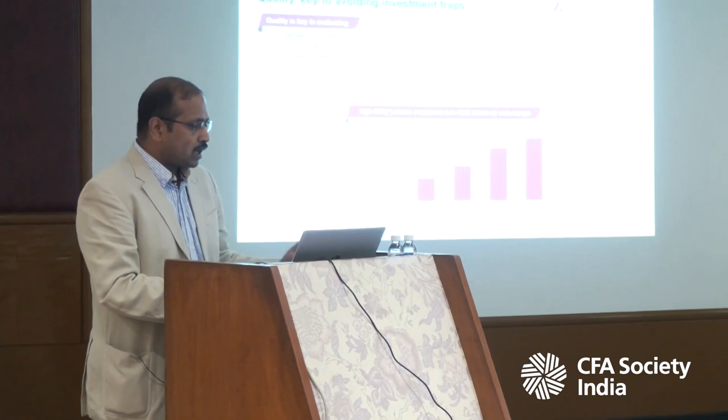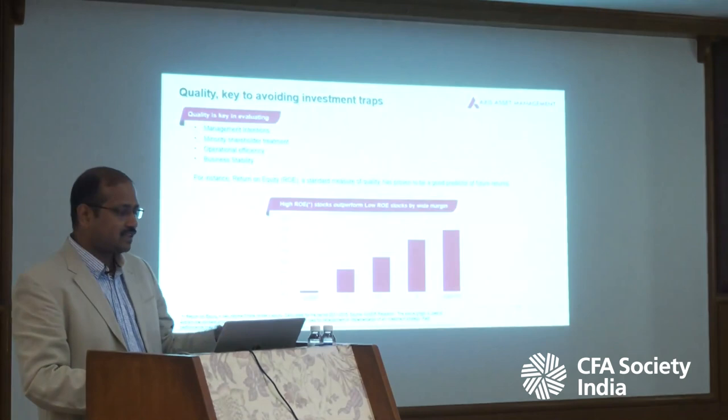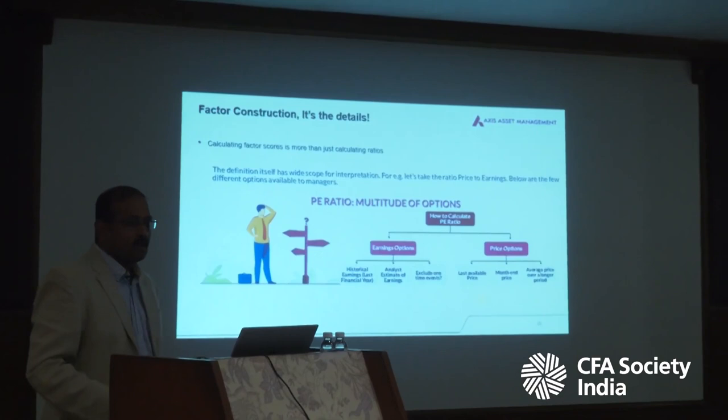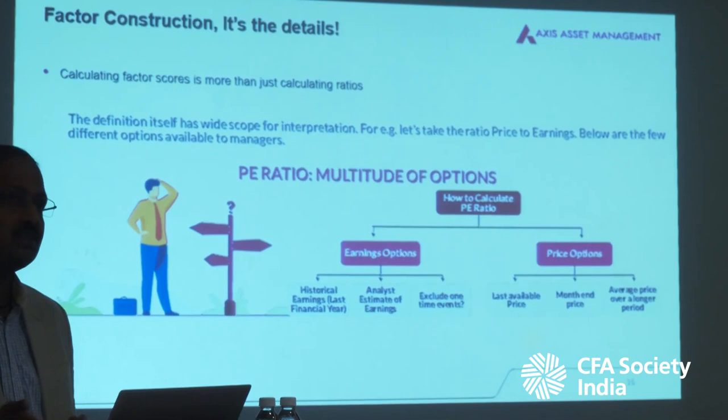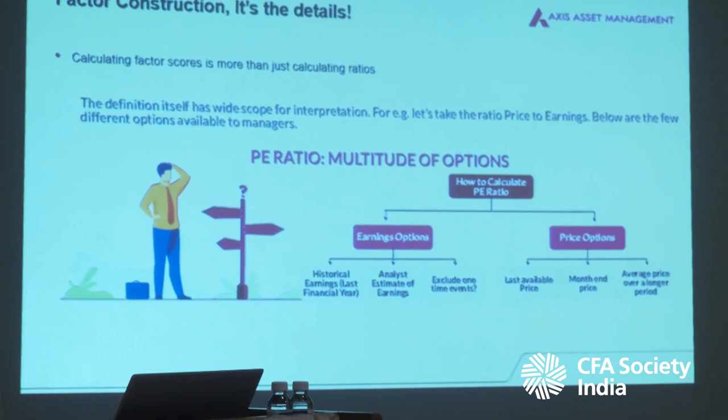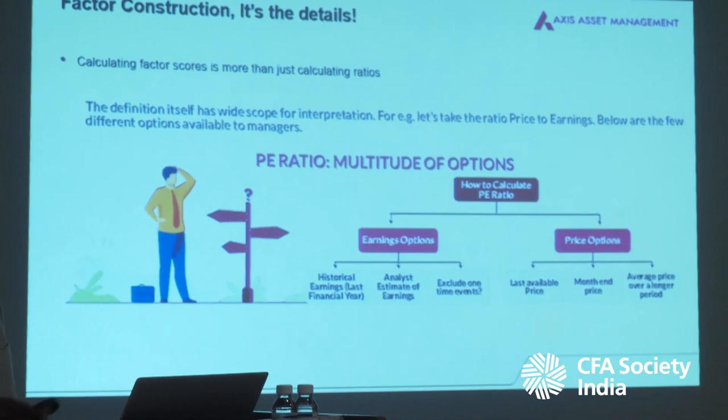Now, once you have an understanding of the factors and the styles, the question is, how do you construct these factors? Most people think factors are basically ratios, so you can just take canned numbers that data providers give you, and it is quite straightforward and simple in that sense. But actually, there are a lot of details behind this. It's not as simple as saying you just take it from one of the data vendors and just use it as they give it to you.